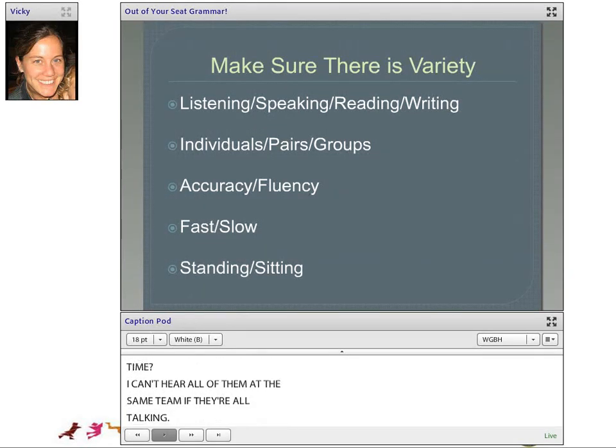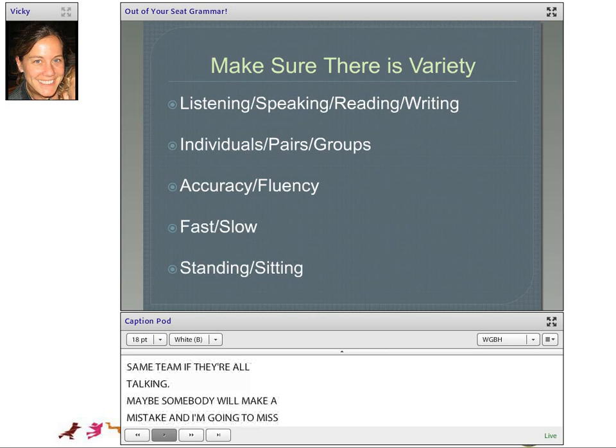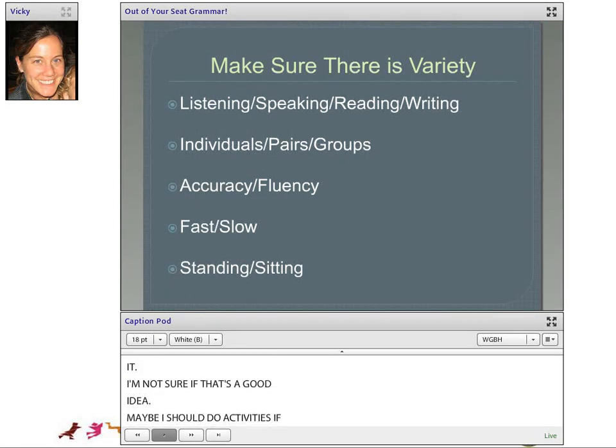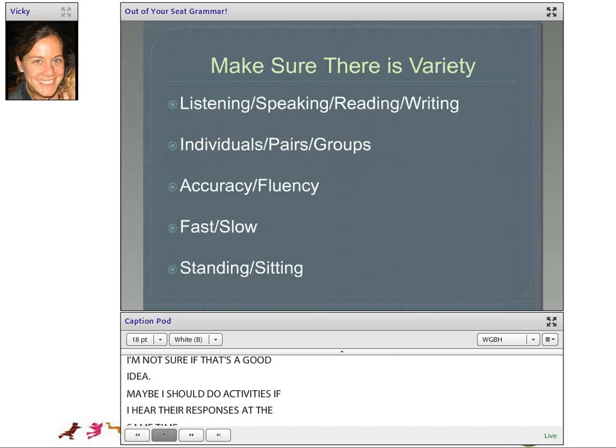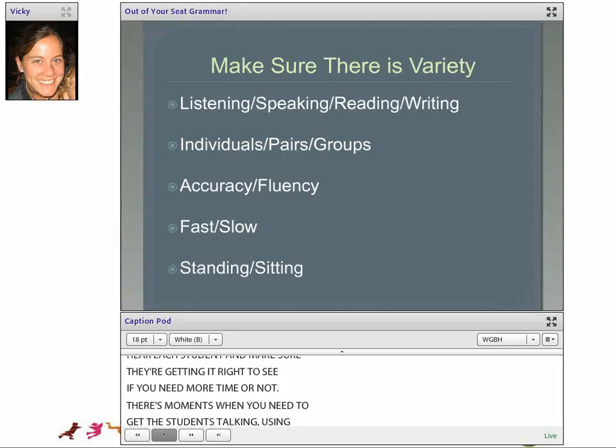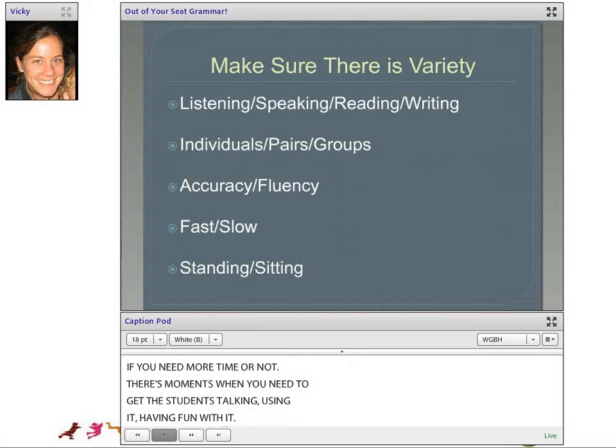Maybe I should only do activities in which I hear their responses every time. And I understand the hesitation because there is a time when you just want to hear each student and make sure they're getting it right to see if you need more time on it or not. But there are also moments when you just need to get the students talking, using it, having fun with it. And that's what I mean by fluency. And you do need both. So make sure you have time and activities that allow you to do both.